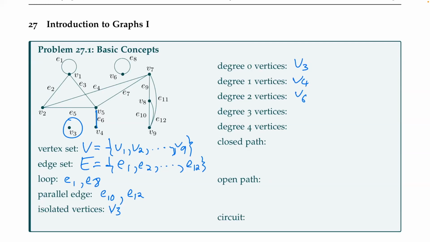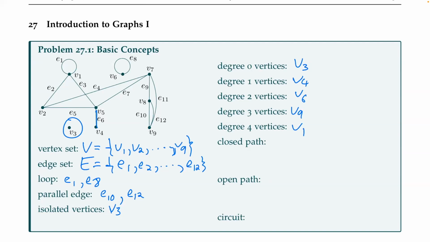Degree 2 vertices. So we've already got V6. Are there any others? So V9 has 3 things coming out of it, and V1 has 4. So we'll put V1 as 4, V9 as 3. I don't think there are any other degree 2 vertices here.